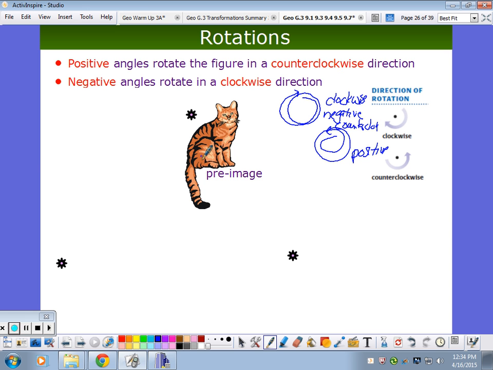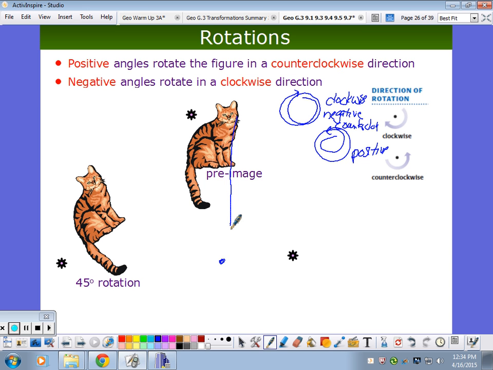So if I'm looking at my kitty here, and that's my pre-image, this guy's the pre-image. So this image here, that's a 45-degree rotation. Now how do I know that? Let's say around here is my point of rotation. If I start from this whisker on the pre-image, and I go to the same whisker on the image, this is 45 degrees. And since I went in this direction, it's positive 45 degrees. If I would have gone 45 that way, that would be negative.